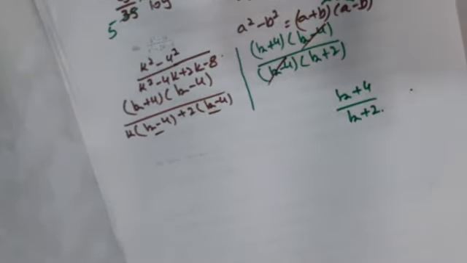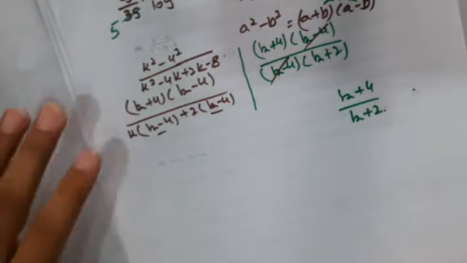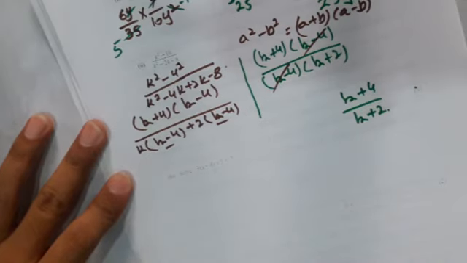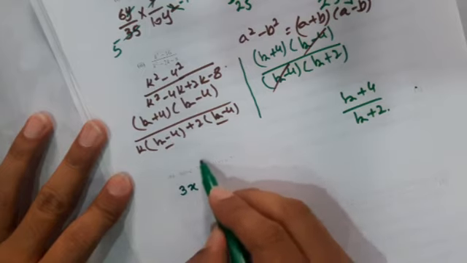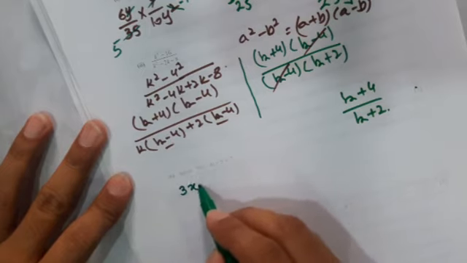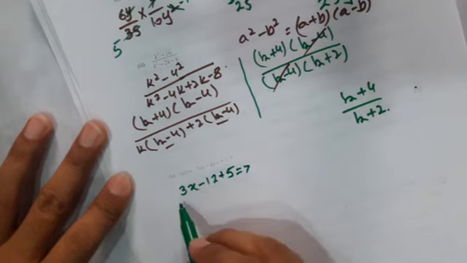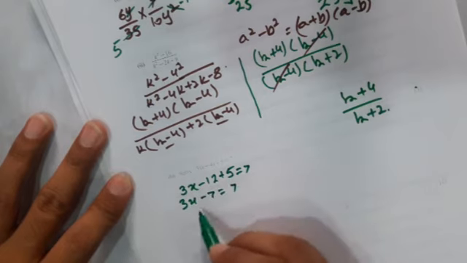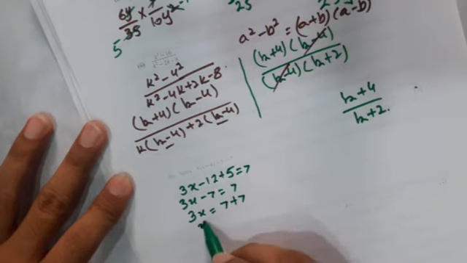Okay. Now we have the B part. We have 3 into x minus 4 plus 5 is equal to 7. We have to solve this. We will multiply: 3 into x will become 3x. 3 into minus 4 is equal to minus 12, plus 5 is equal to 7. So 3x minus 12 plus 5, which is minus 7, is equal to 7. Minus 7 will flip on the other side. This will become 7 plus 7. 3x is equal to 14.